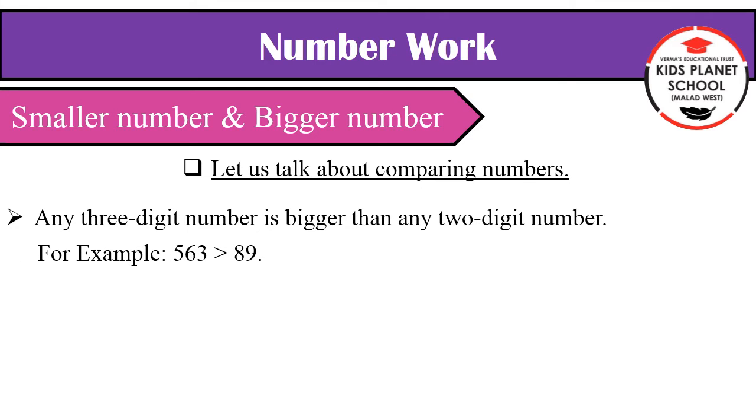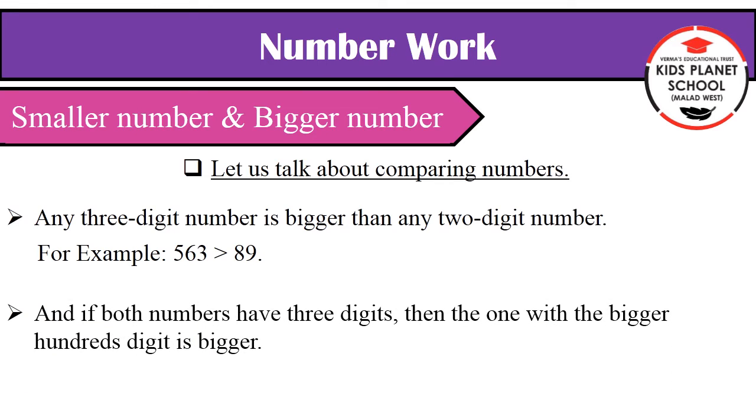For example, here 563 is a 3-digit number and 89 is a 2-digit number. Therefore, the 3-digit number, that is 563, is bigger than the 2-digit number, that is 89. And if both numbers have 3 digits, then the one with bigger hundreds digit is bigger.